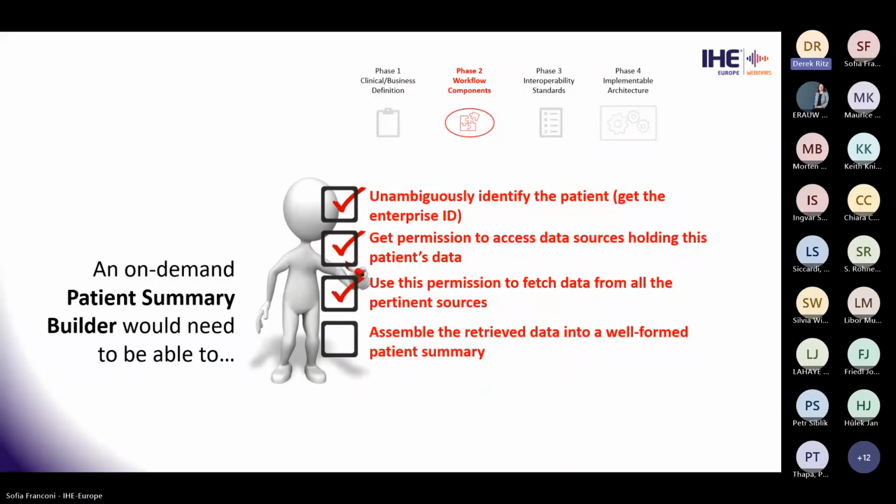To do an on-demand patient summary, we need to be able to do 4 things. We have to identify who is the patient. We have to get permission to access the data sources that hold information about this patient. We have to use the permission we've got to fetch the data. And then lastly, we need to assemble this received data into a well-formed patient summary that meets the content requirements that Canada has defined. By the way, Canada has adopted the International Patient Summary as the heart of this initiative.